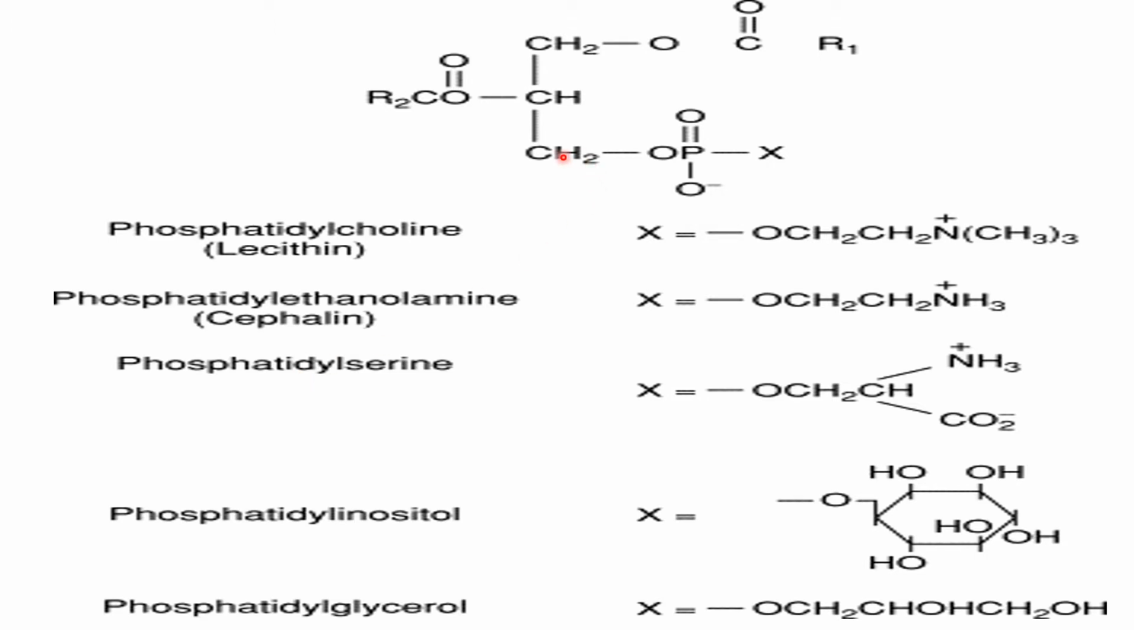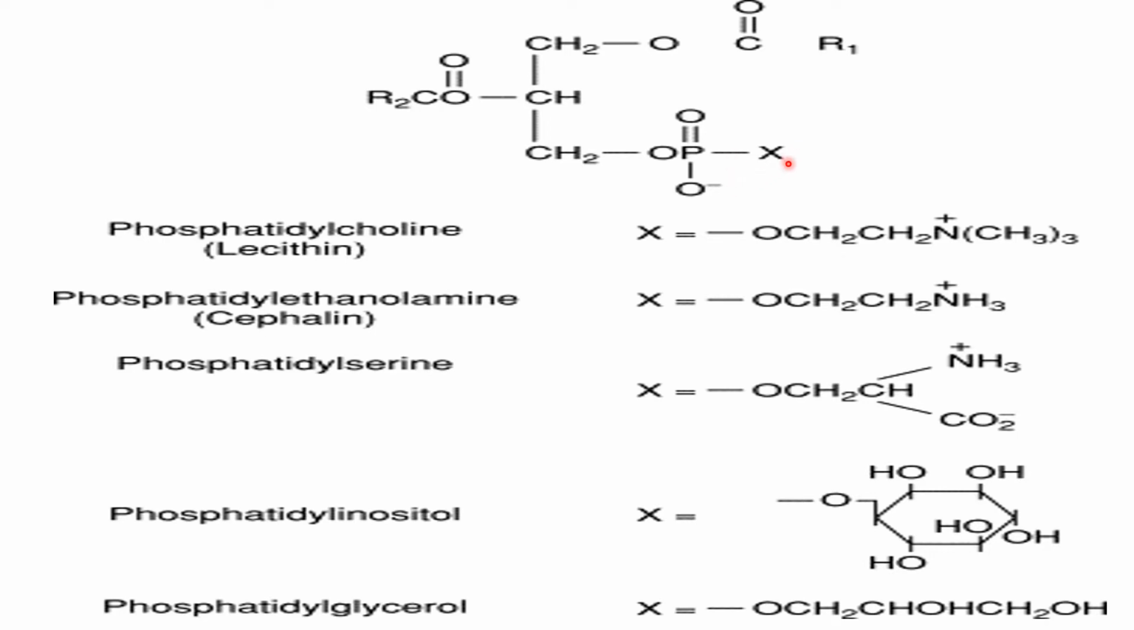Now this is the basic structure of a phospholipid. You can see this is the first fatty acid attached to carbon number 1. This is the second fatty acid attached to carbon number 2 of the glycerol molecule, and carbon number 3 of the glycerol molecule has a phosphate group attached to it. This X indicates the different groups which can be attached by means of the ester linkage to this phosphate group, as we discussed in the previous slide.